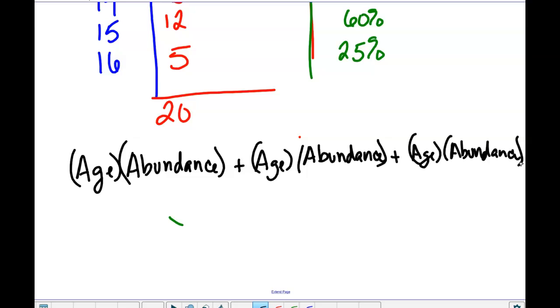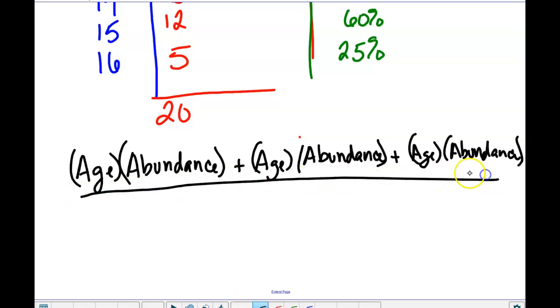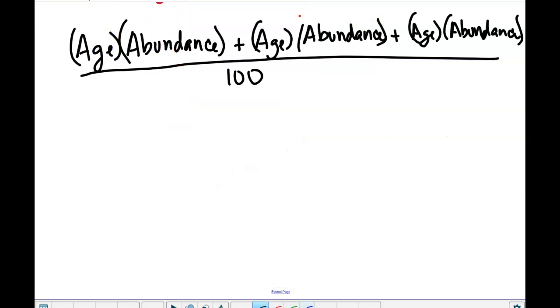And since this is a percent, that means that this whole thing is out of 100. So then at the end, we're going to divide by 100. Now in this analogy, we're using age, but in our next example, we're going to use mass. But the idea is the same because it's a weighted average. And this is really just a math lesson on how to do a weighted average.